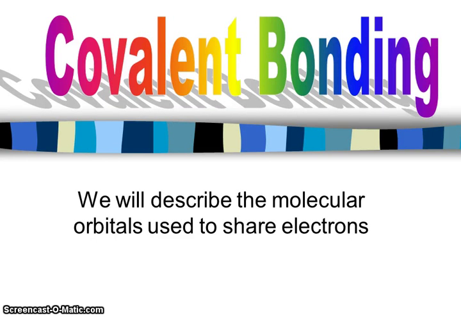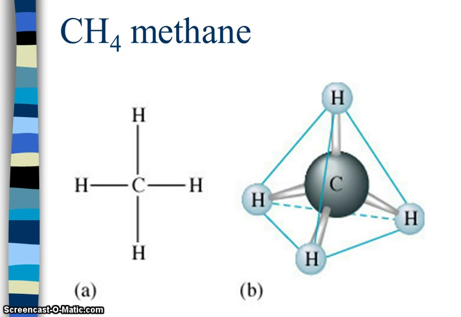In this section, we're going to describe how molecular orbitals are used to share electrons in molecules. So we'll start with the molecule methane, which is CH4. On the left-hand side, we've got a structure that shows the pair of electrons being shared between carbon and each of the hydrogen atoms. Over on the right-hand side, it's giving us more of a three-dimensional model of that molecule.